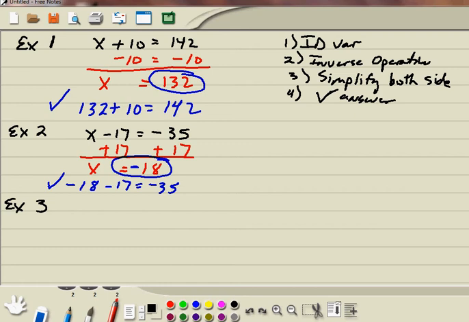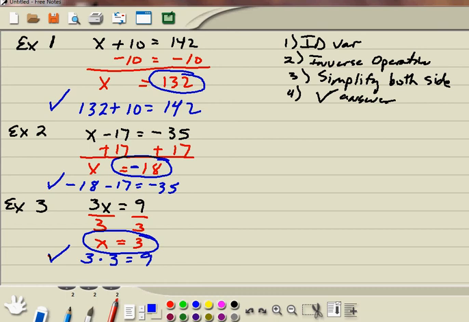All right, example number 3, if I have 3x equals 9, and this is multiplication, so I'm going to do the inverse, which is division. And so I'm going to divide both sides by 3, and x equals 3. 9 divided by 3 is 3. I'm going to check my answer. So 3 times 3 equals 9. So if it's correct, I circle my answer.